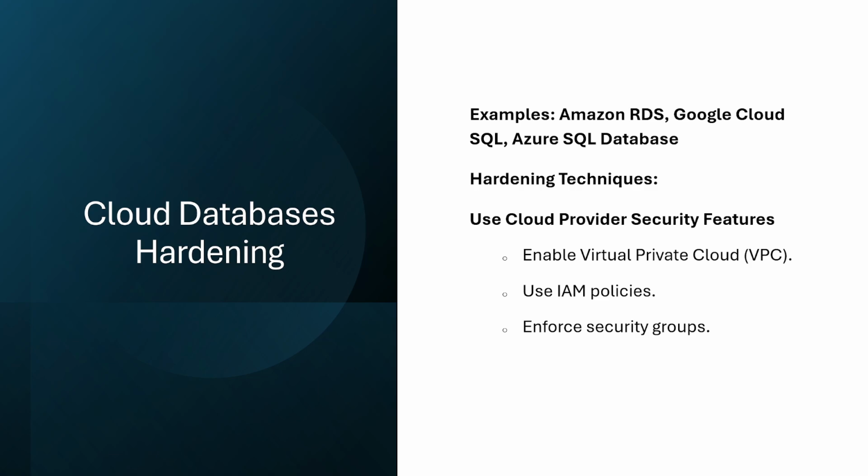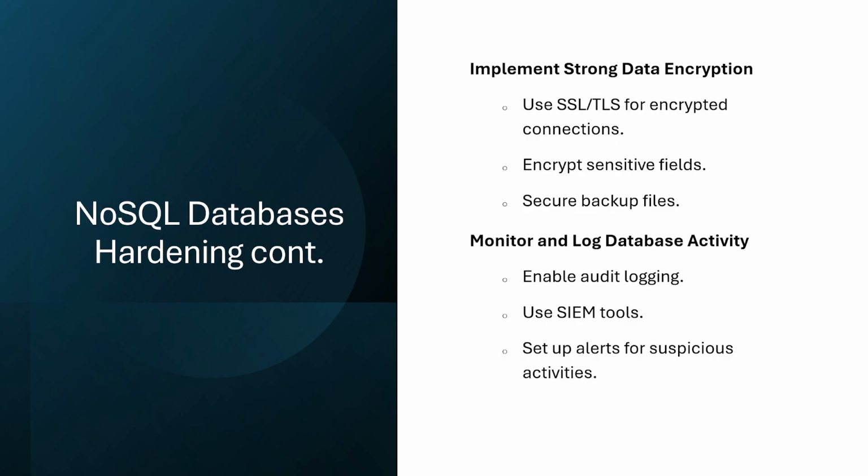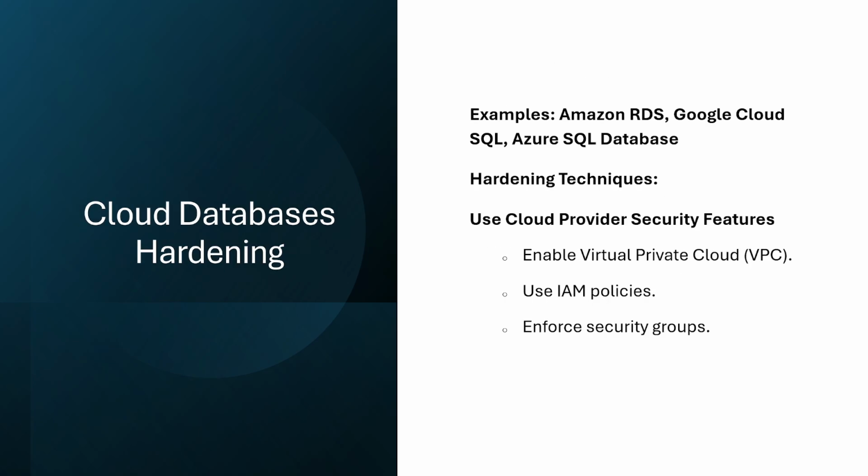So, cloud database hardening. An example is just the cloud. Some of these clouds are Amazon RDS, Google Cloud SQL, Azure SQL. An example of a cloud is basically a wireless, non-on-site database. So these are prime examples of the cloud database. They're not on-site, they're off-site databases.